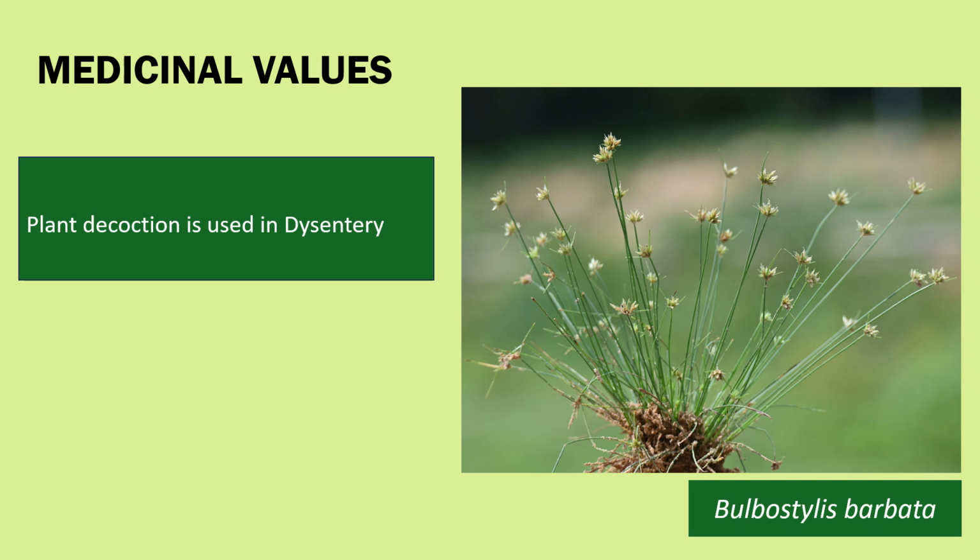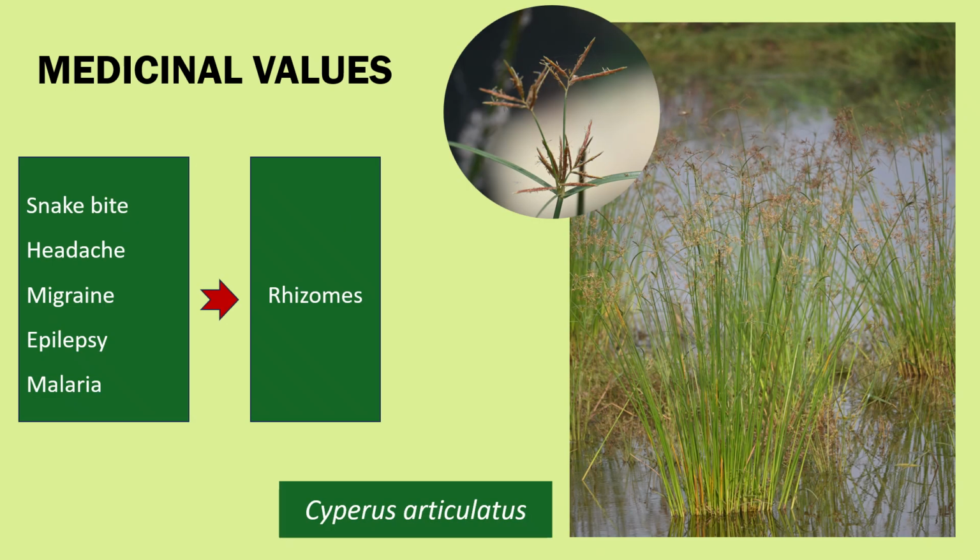Next is Bulbostylis barbata. The plant is very commonly found in disturbed areas or less well drained areas, and a decoction of this plant is used for dysentery. The next plant is Cyperus articulatus.